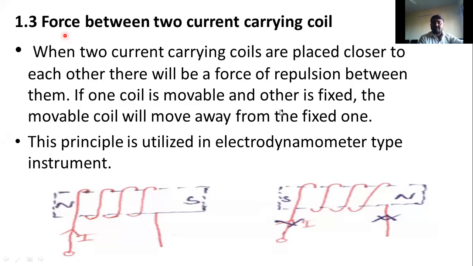Now, if one coil is movable and the other is fixed, either one can be made fixed and the other movable. The movable coil will move away from the fixed one because a force of repulsion occurs. This principle we are going to apply in the electrodynamometer type instrument. All three principles we have discussed apply to the three instruments: permanent magnet moving iron, permanent magnet moving coil, and electrodynamometer type instruments.